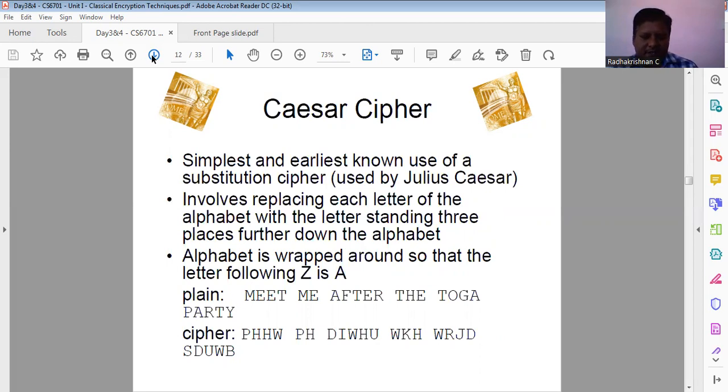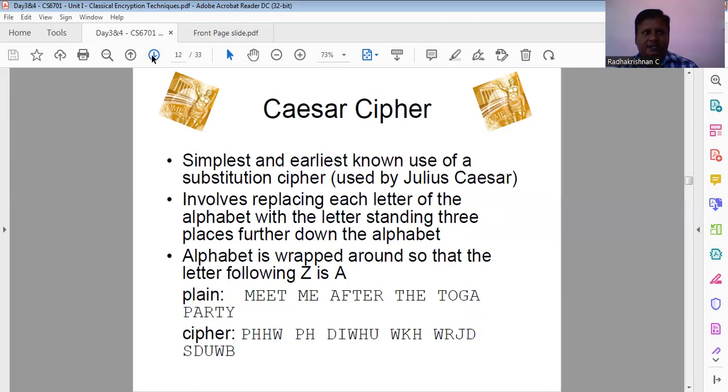What does ciphertext mean? Each and every character will be replaced by the character three positions further down. Now M is the plaintext. What is the third character from M? N, O, P. So P is the target, and M is replaced by P.